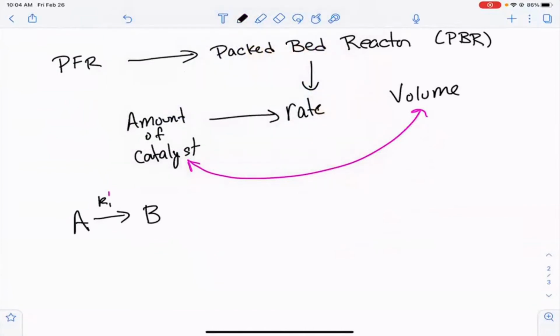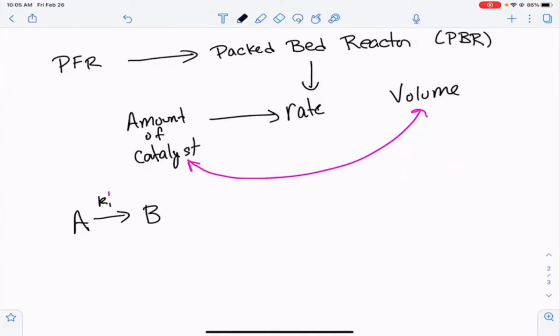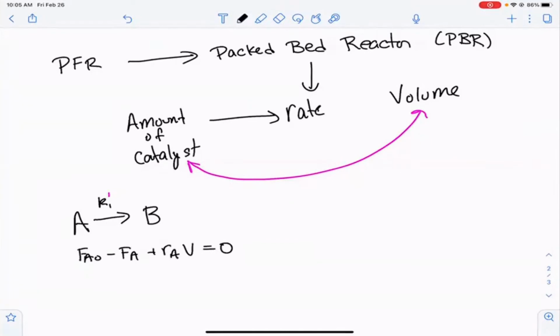And if we think about a packed bed reactor, it's just a PFR with catalyst in it, right? So we just have a cylinder and we're flowing gas. And we're going to operate a packed bed reactor also at steady state. Because of that, the math is the same, right? And we're still beholden to the exact same mass balance equation that we had before, that in minus out plus generation equals accumulation. If you remember, for a plug flow reactor, we said FA0 minus FA plus RAV equals 0. And for a PFR, we just called this minus delta FA, right?